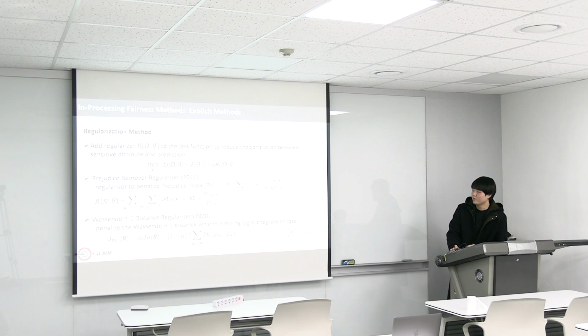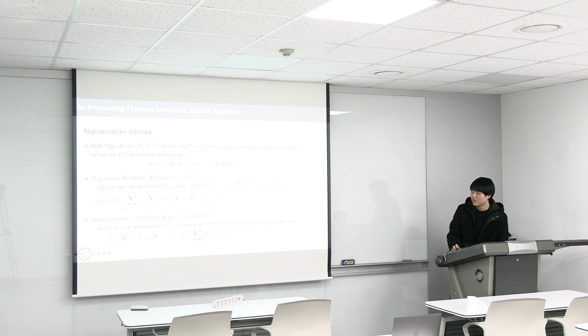One example of this is the prejudice removal regularizer introduced in 2011. This regularizer penalizes the fairness metric called the prejudice index, which is the mutual information between the sensitive attribute and the prediction result. And this is organized like this.